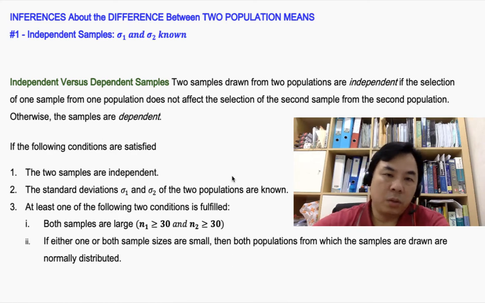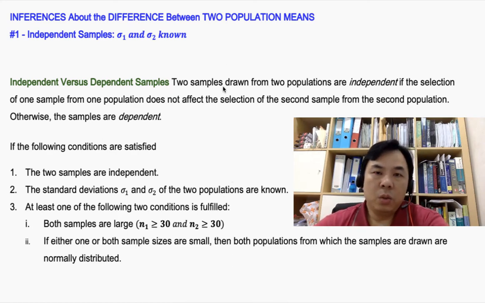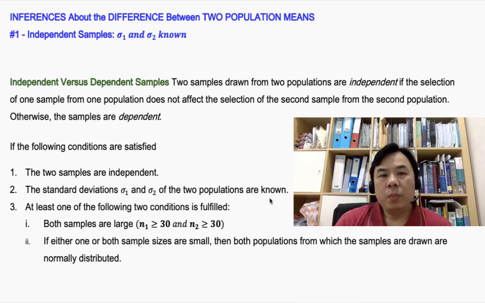So I'm just going to read that one more time. Two samples drawn from two populations are independent if the selection of one sample from one population does not affect the selection of the second sample from the second population.